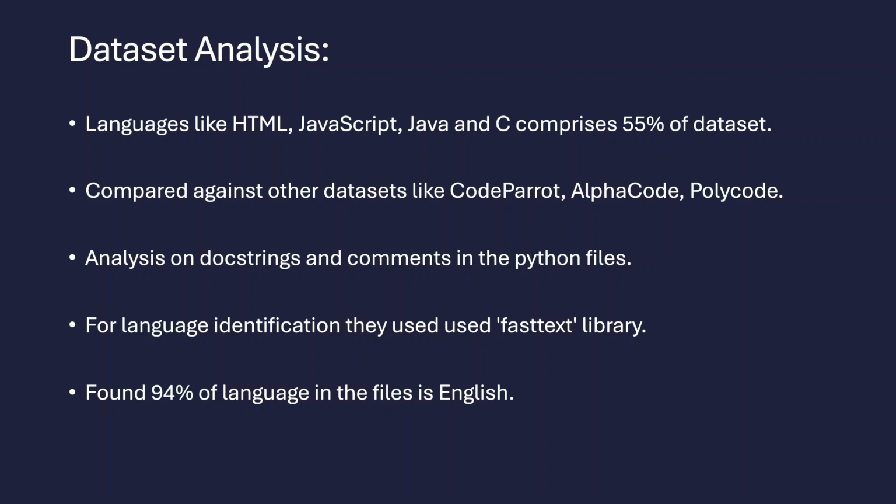They took a subset of Python files from the dataset, almost 10,000 Python files, and they extracted text from the docstrings and comments in those files for training the model. For identification of the language in the docstrings and comments of the Python files, they used the fastText library, and they found that 94% of the time English was the language used in the docstrings and comments.